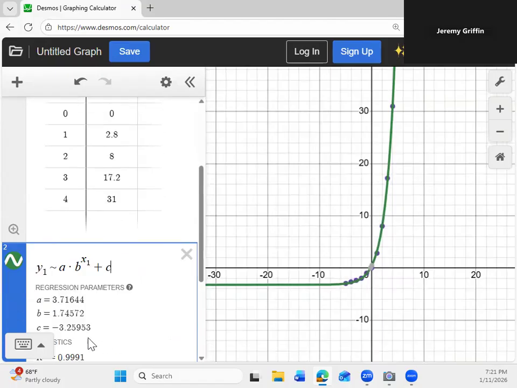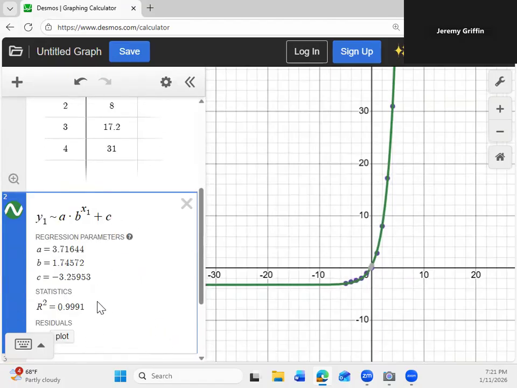Desmos tells you it's the best it could possibly fit. This R squared being very, very close to one means that this worked really nicely. So there's your a, b, and c that correspond to that expression. If you wanted to say, what's the base of this exponential curve? Well, that's the b value, about 1.75. The vertical stretch factor is about 3.72. And there's a horizontal asymptote here at about y equals negative 3.26.